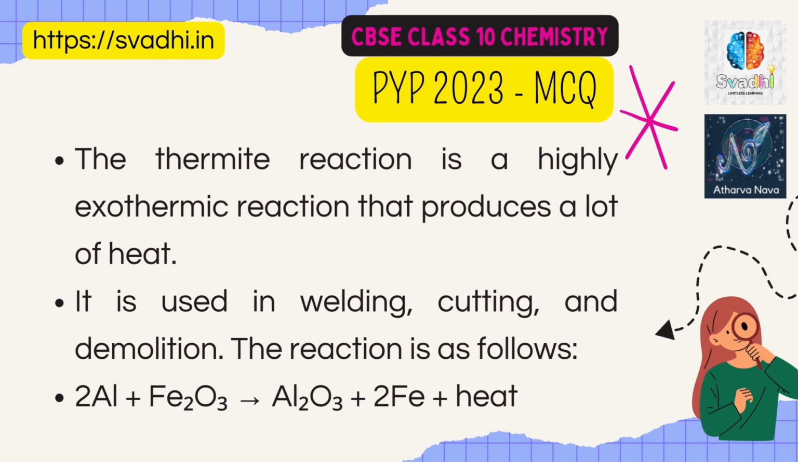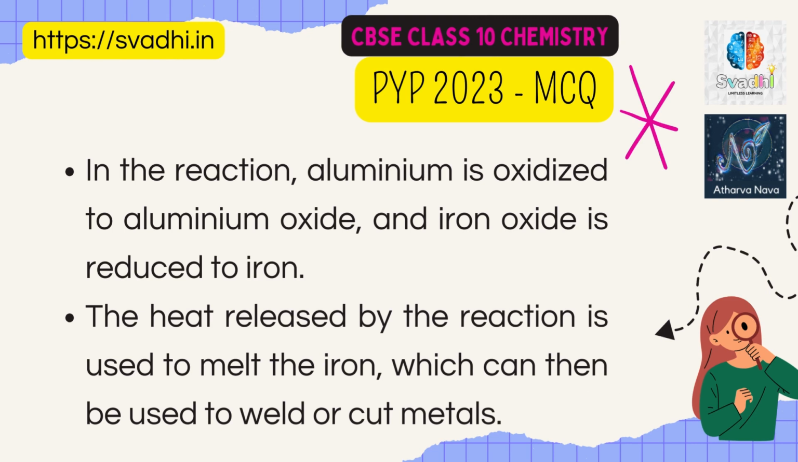The reaction is as follows. 2Al plus Fe2O3 gives Al2O3 plus 2Fe plus heat. In the reaction, aluminium is oxidized to aluminium oxide, and iron oxide is reduced to iron. The heat released by the reaction is used to melt the iron, which can then be used to weld or cut metals.